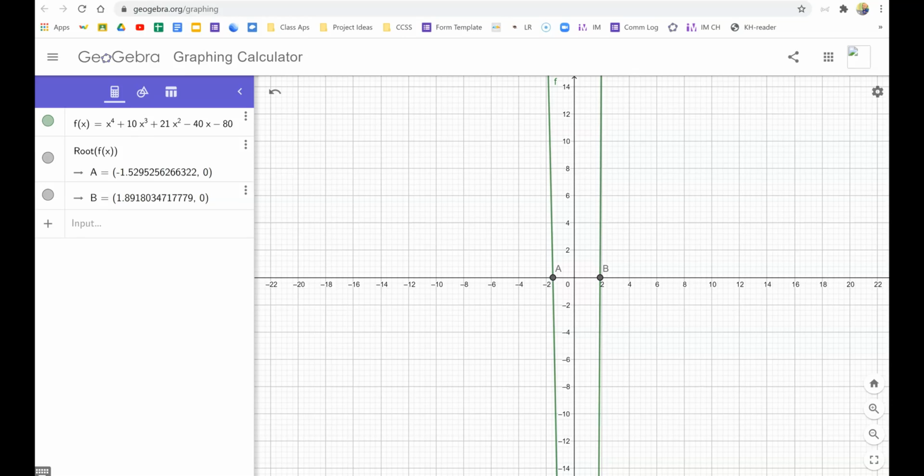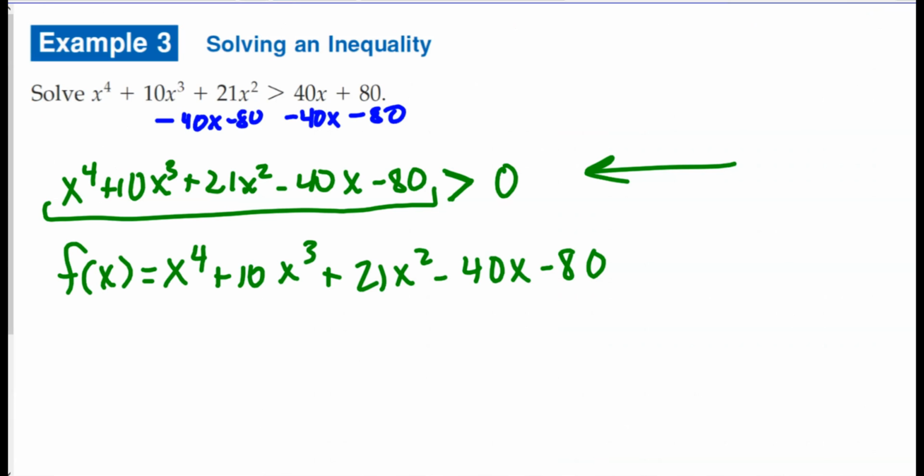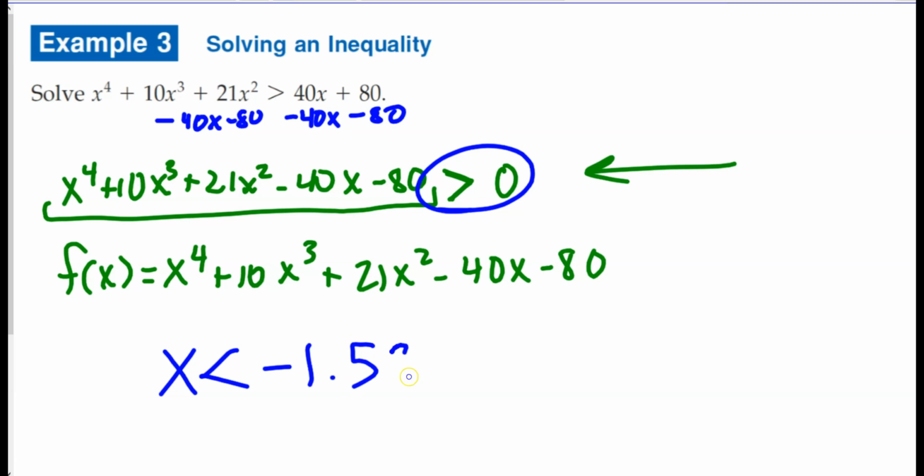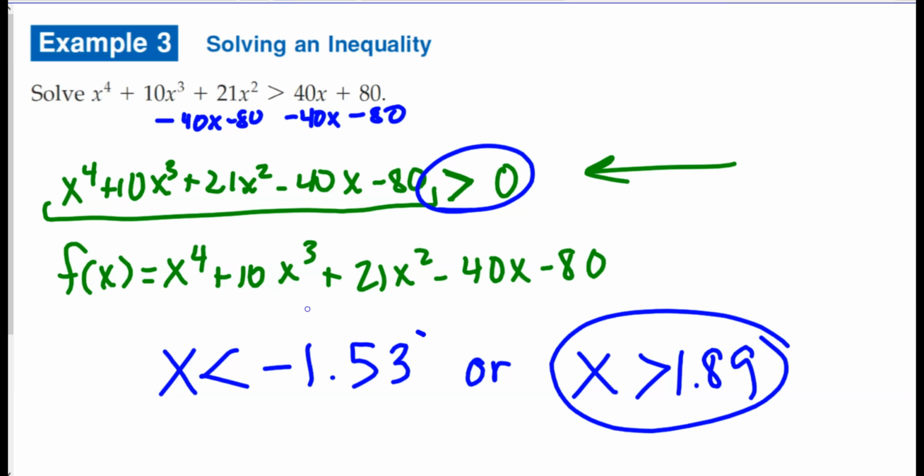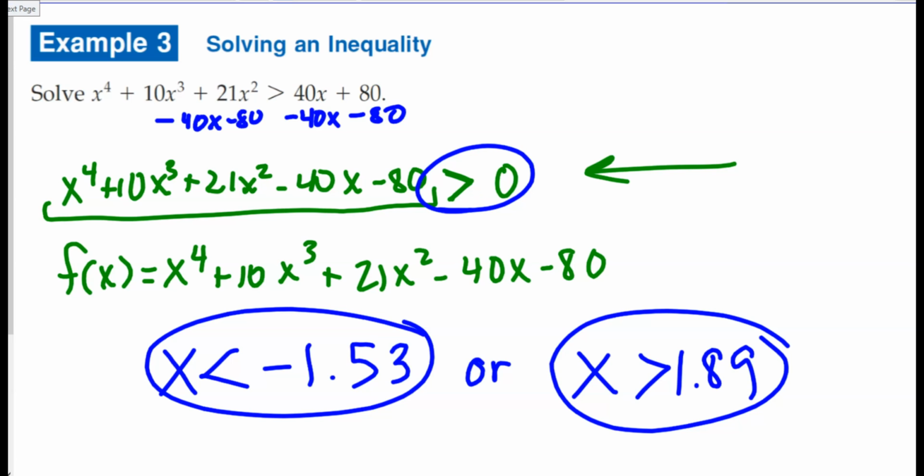So how do I write my answer? The answer to this inequality is that this inequality is satisfied when x is less than negative 1.5295, so we're going to round to that, or when x is greater than 1.89. And those solutions came from the graph, figuring out what the roots were, and then figuring out where the graph is above 0 or above the x-axis. All right, let's look at another example.